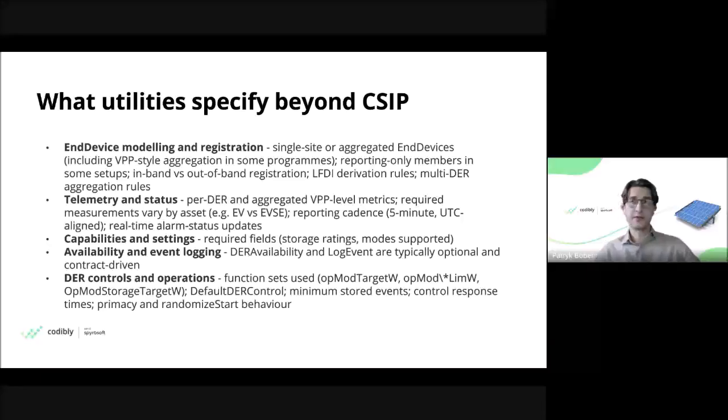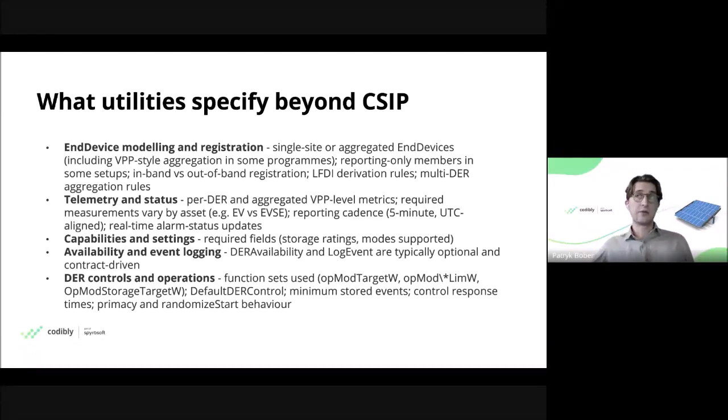Now, let me make this concrete. The categories on the slide come from two real utility requirement sets, a North American utility and an Australian distribution network service provider, and they generalize across most of the utilities we encounter. End device modeling and registration vary between deployments. SysIP supports both single-site and aggregated end devices, with aggregated ones sometimes acting as VPP-style aggregations, where child DERs are reporting only at the protocol level.